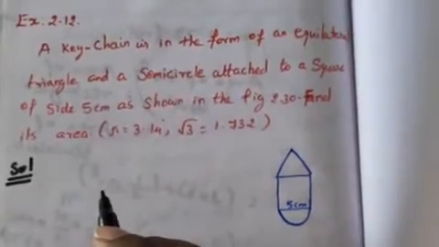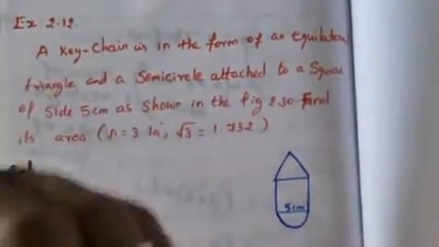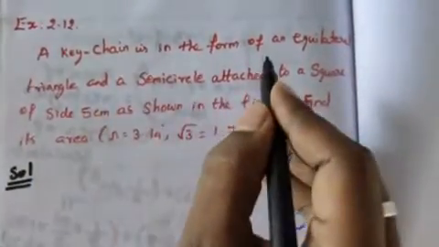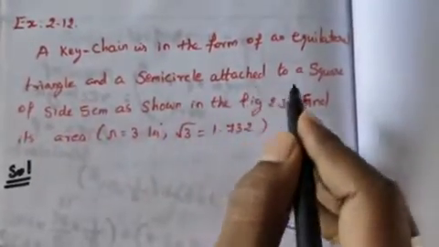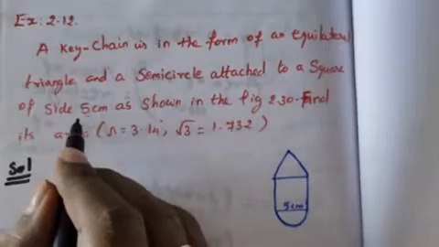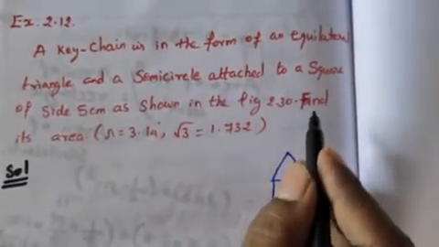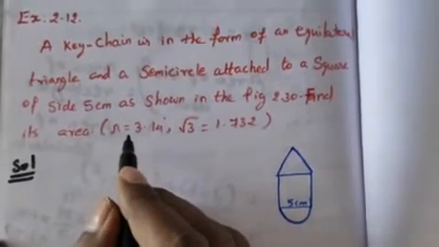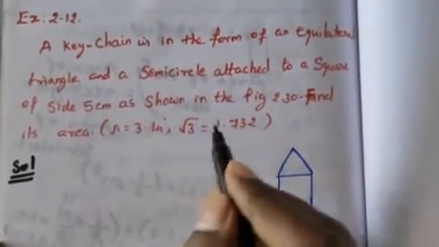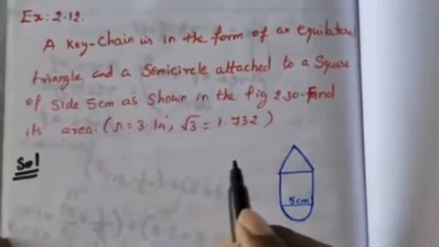Next we are going to see example 2.12. A key chain is in the form of an equilateral triangle and a semicircle attached to a square of side 5 cm as shown in figure 2.30. Find its area. Here pi is equal to 3.14. The value of root 3 is equal to 1.732.